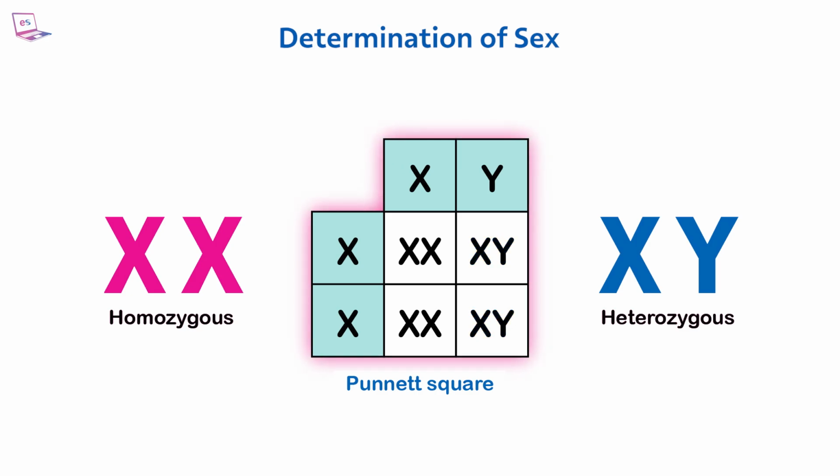A Punnett square can be used to determine the probability of offspring being male or female. The probability is always 50% in humans, as there are two XX outcomes and two XY outcomes.